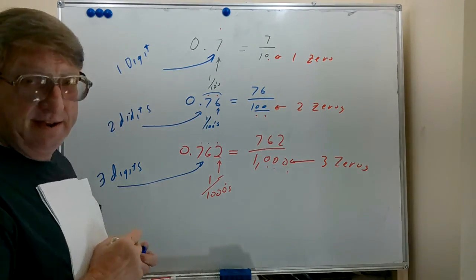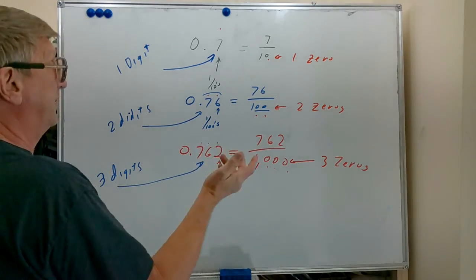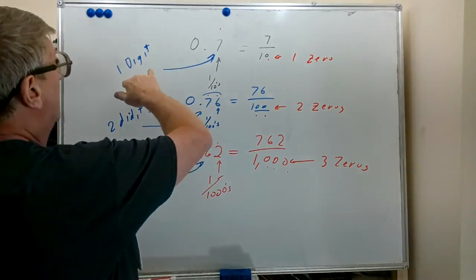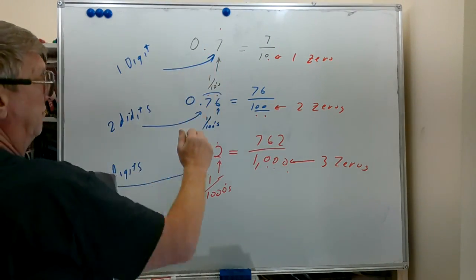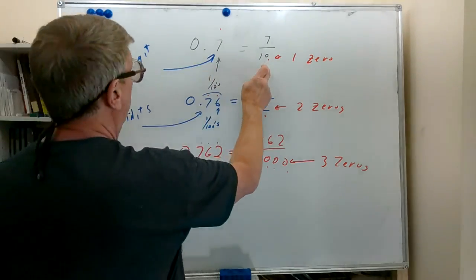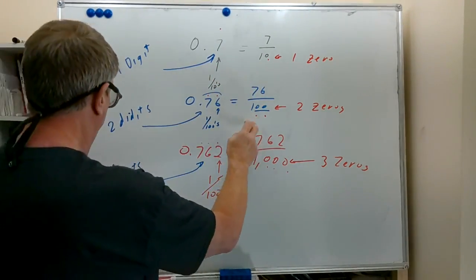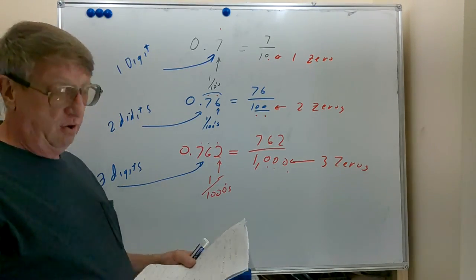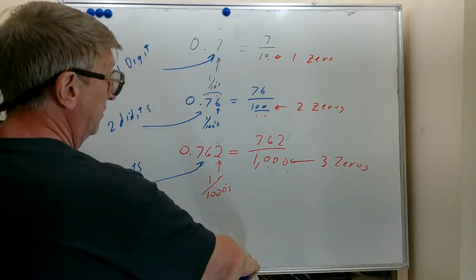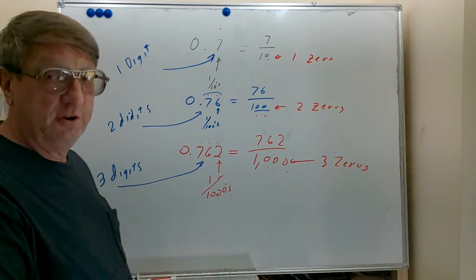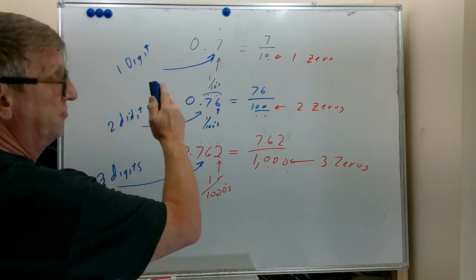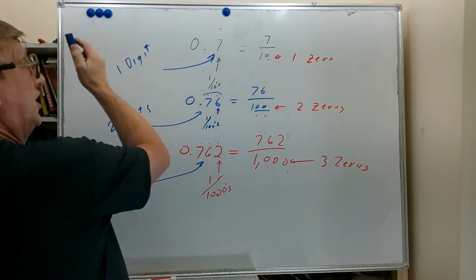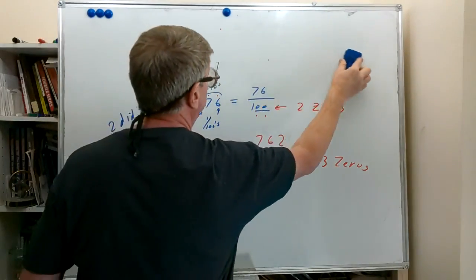So to convert a decimal fraction into a regular fraction, all we do is take the number, put it over 1 plus the number of zeros that we have digits. 1 digit, 1 zero. 2 digits, 2 zeros. 3 digits, 3 zeros. So this is kind of how we look at the fractional portion, the decimal fraction. The part to the right of the decimal point is a fraction. We looked at a few minutes ago, the part to the left of the decimal point is a whole number.